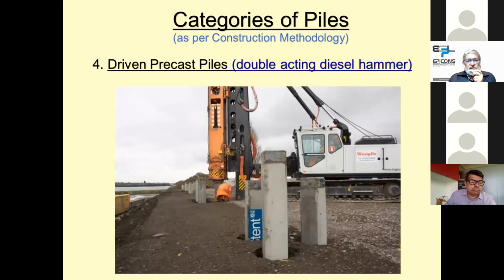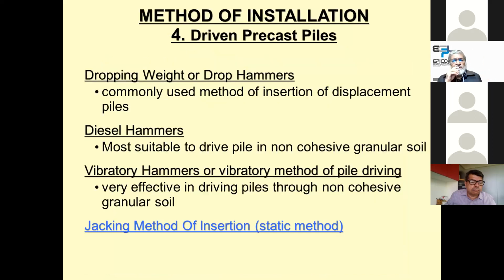Also, it can be driven by a double-acting diesel hammer. So the piles are not necessarily circular, they can be square or octagonal. And we have a dropping weight method, which we saw in the first picture, and a diesel hammer in the second picture. Vibratory, I do not have a picture, but vibratory hammer or vibratory method of pile driving. And also there is a static method, a jacking method of insertion, that is, piles are inserted simply by means of static pressure.